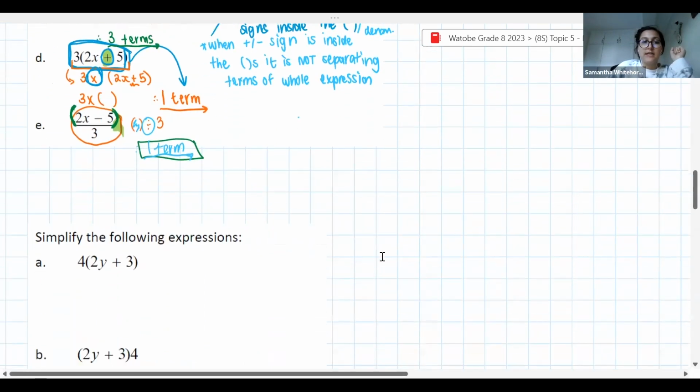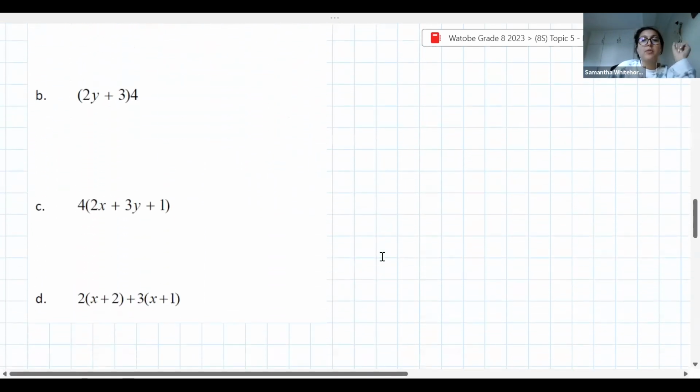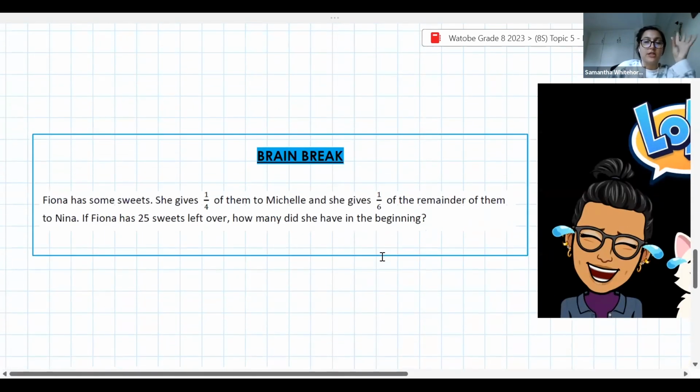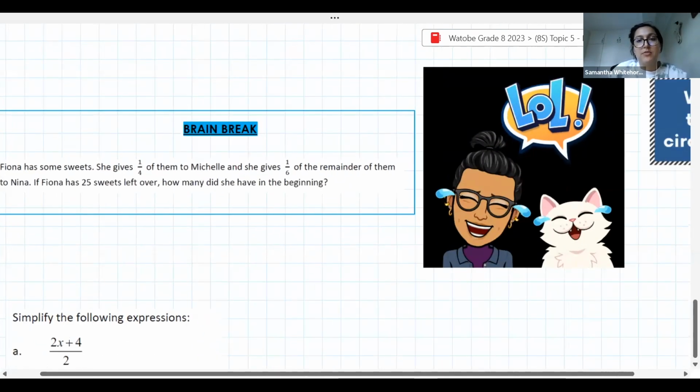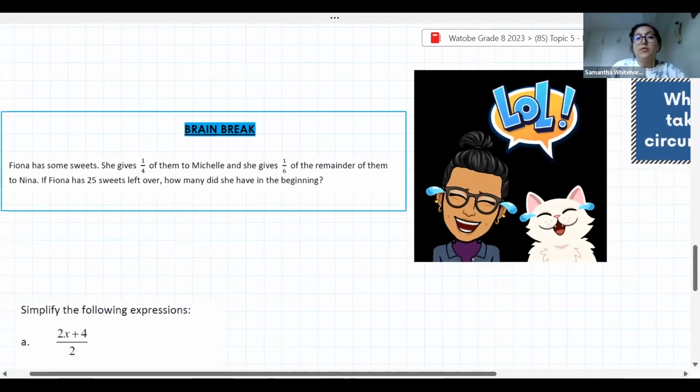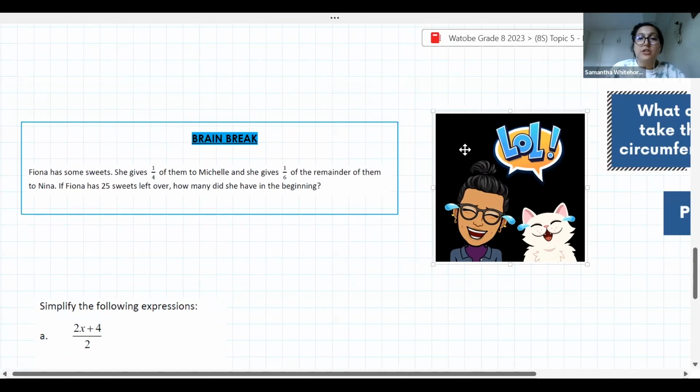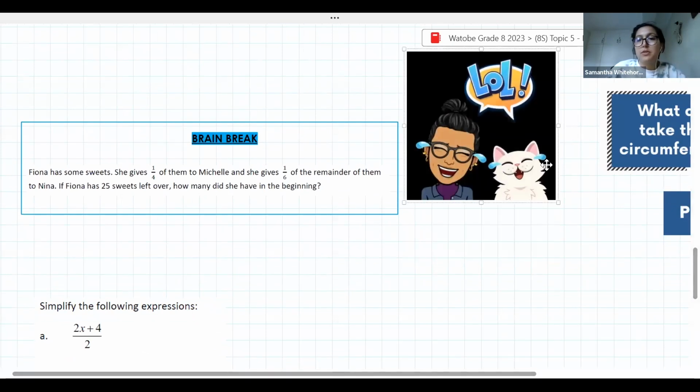Right, so guys, we're going to take a brain break a little bit earlier, just so that you can digest that. And then we'll come back to doing some examples of simplification. So here is our brain break for the day. Again, some of you had asked for some more fraction, word problem solving type of questions. So that is what today's brain break entails.